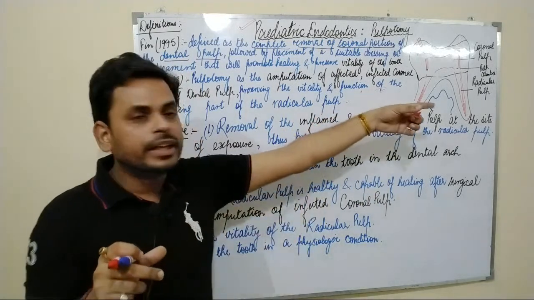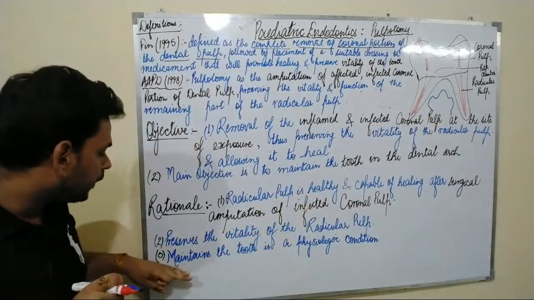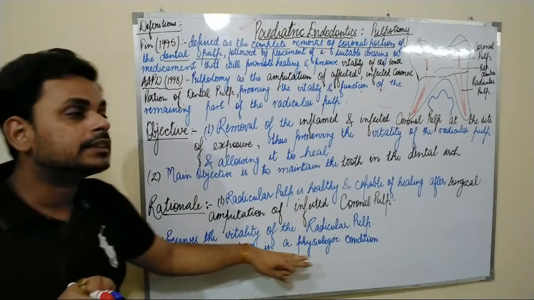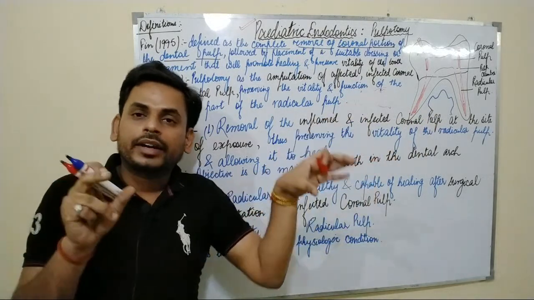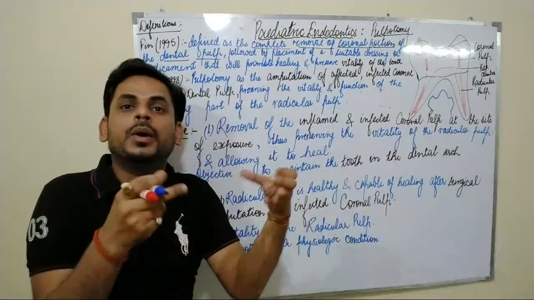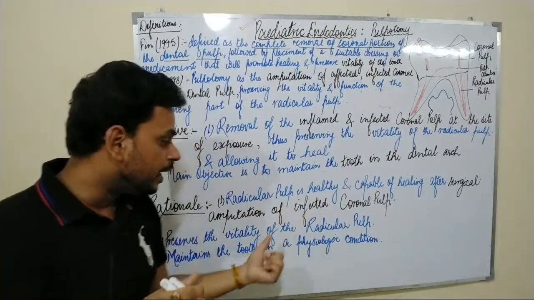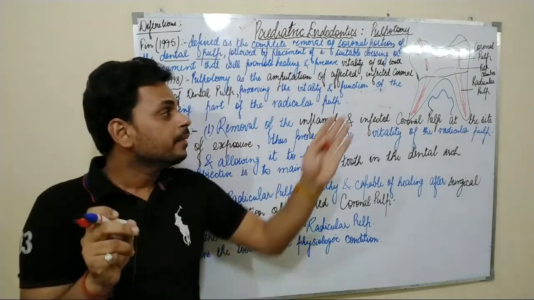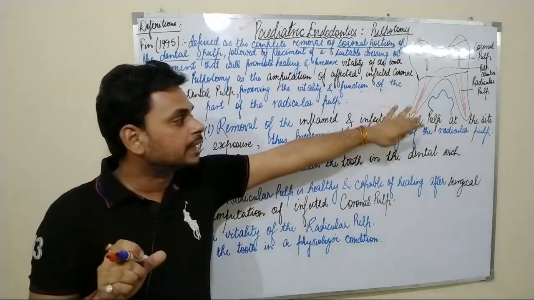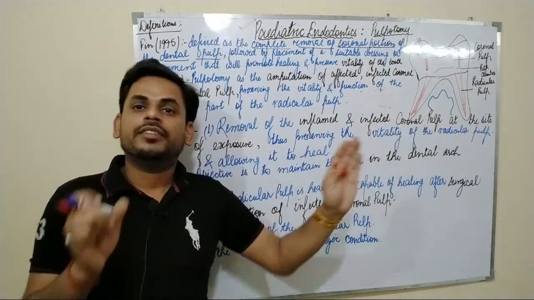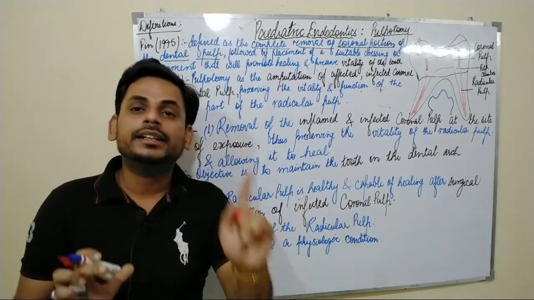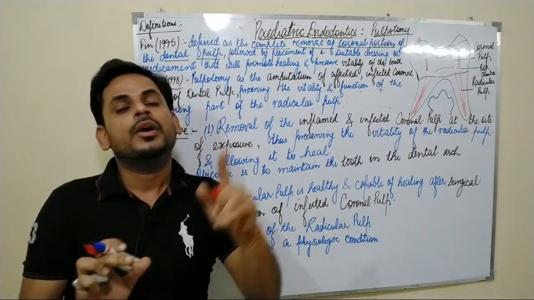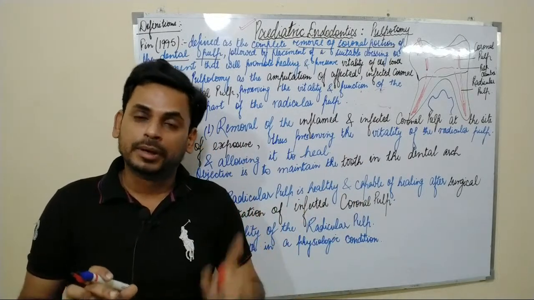We are not intervening there. Now, the third point is that it maintains the tooth in the physiologic position. Once the deciduous teeth are retained in their original position within the dental arch, it is for the benefit of the succedaneous or permanent tooth. They will erupt in the proper position, in their proper alignment, in the guided position where they are supposed to be in the future permanent dentition.